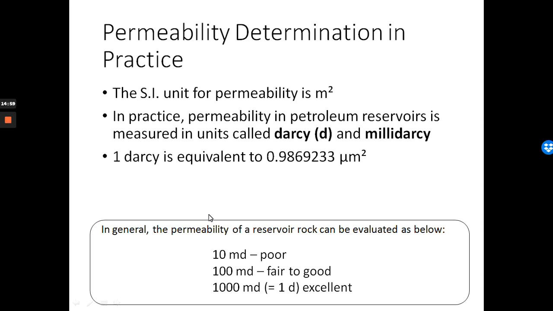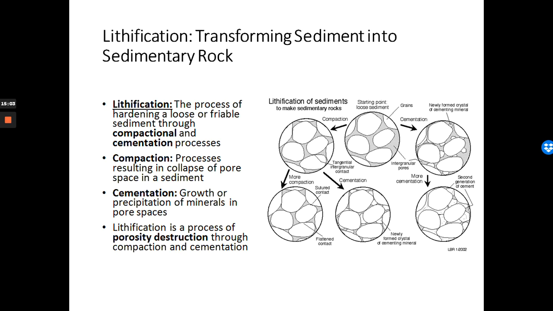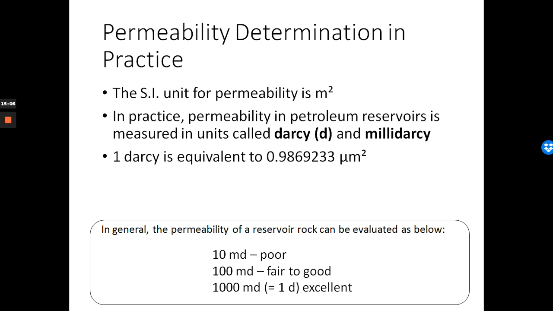Alright? So that's how you calculate permeability. So I'll stop here first. We'll look at the relationship between porosity, permeability, texture, and also diagenesis in the next part of this lecture.